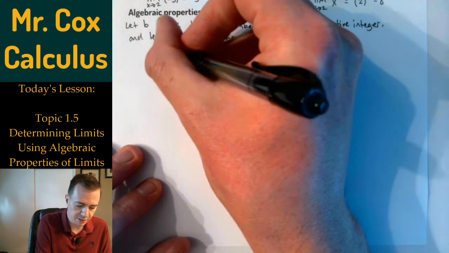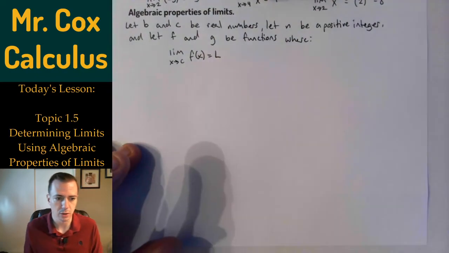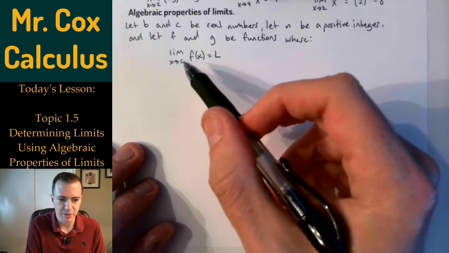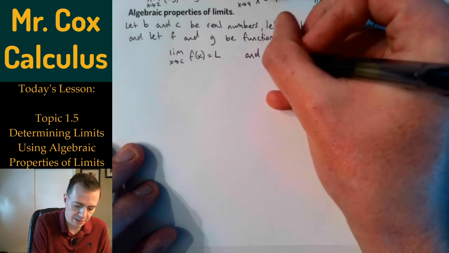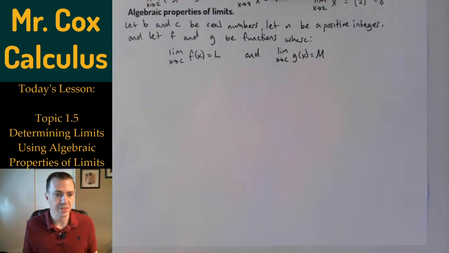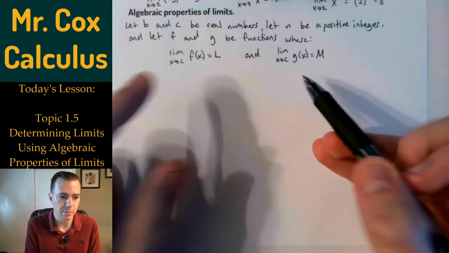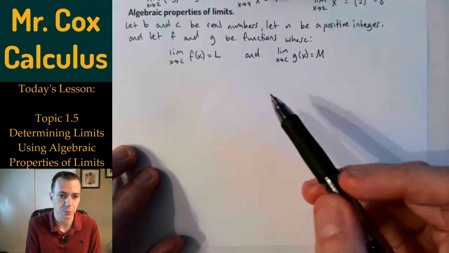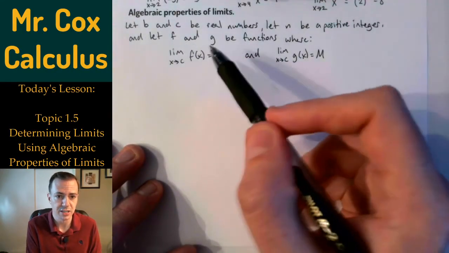The limit as x approaches c of f of x is some value L, and that's our limit notation that we learned back in topic 1.2. And let's let the limit as x approaches c of g of x equal, we'll note it with capital M because we might be talking about a different value here since it's a different function. But notice that we're talking about x approaching the same value, whatever c is, which is just going to be defined as a real number here. So let's say that these two statements are true for these two functions, f and g.